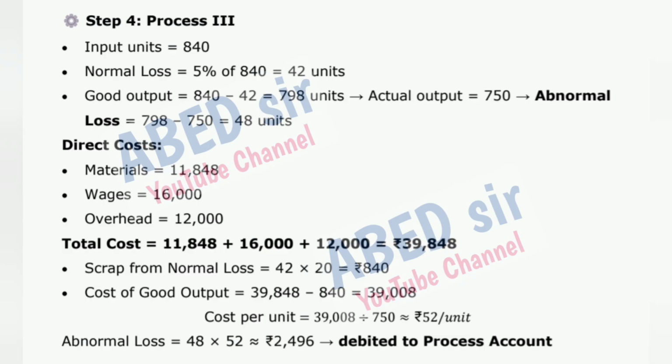Cost per unit is equal to 39,008 divided by 750, which is 52 per unit. Abnormal loss is equal to 48 times 52, which is 2,496 rupees, debited to process account.